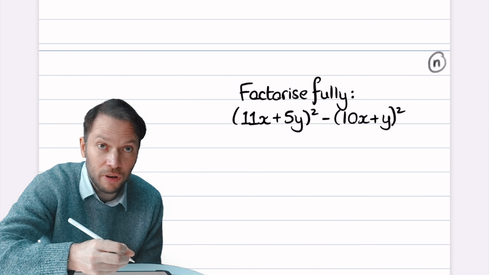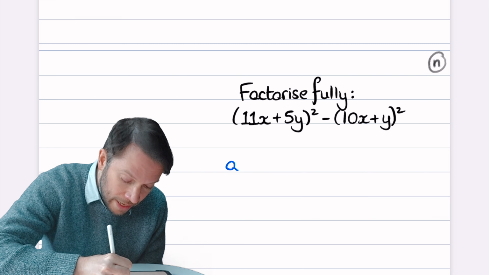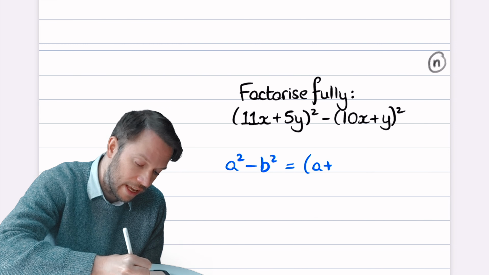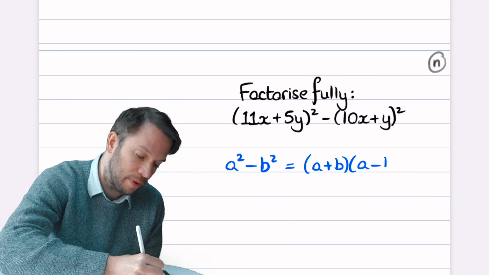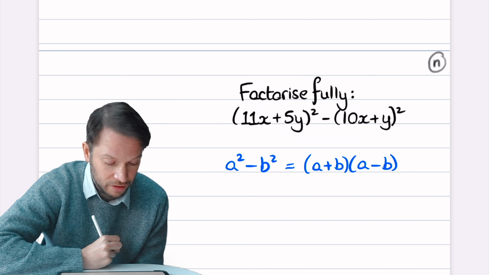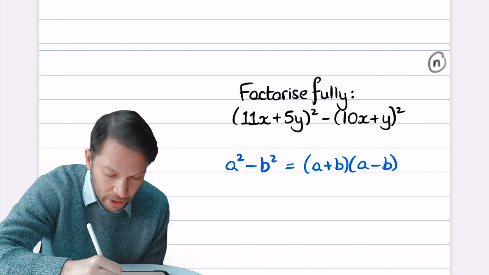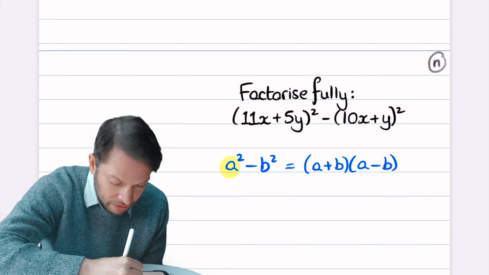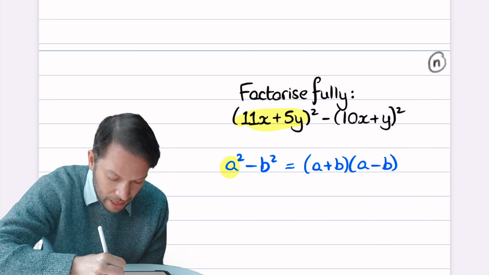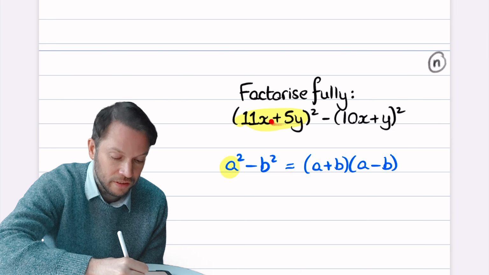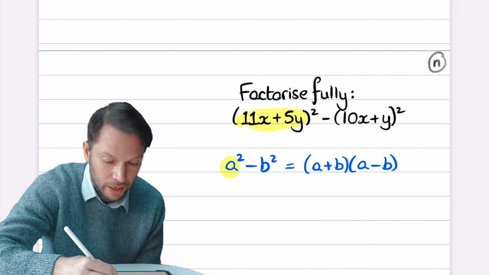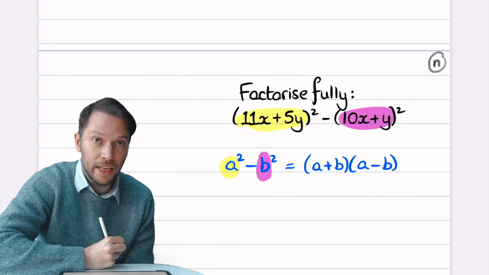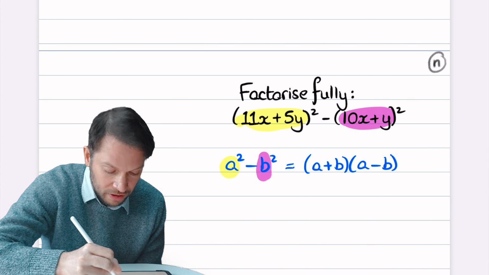And remember how we factorise the difference of two squares. If we have a squared minus b squared, we're going to get two brackets, a plus b times another bracket of a minus b. So that's the difference of two squares. But can you see that we could just make the a, this whole thing here, because we've got a squared, we've got 11x plus 5y squared. So we make the a the 11x plus 5y, and we're going to make the b this whole bracket of 10x plus y here. So that's going to enable us to factorise this.